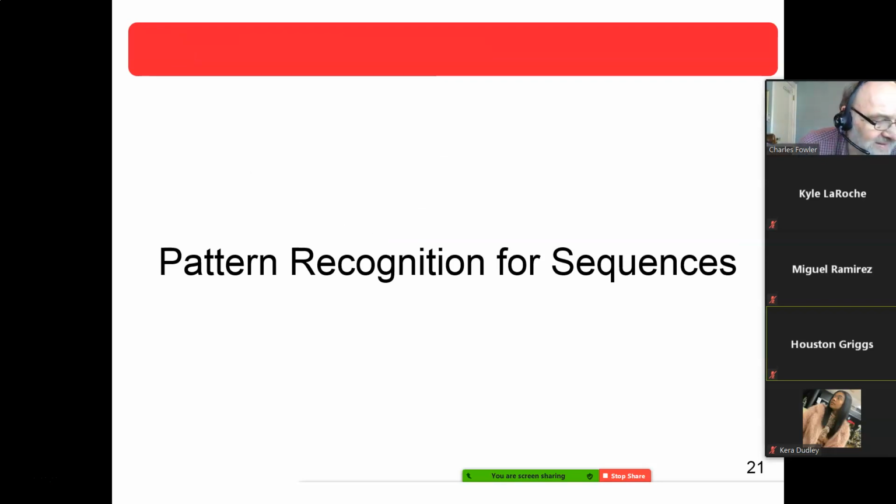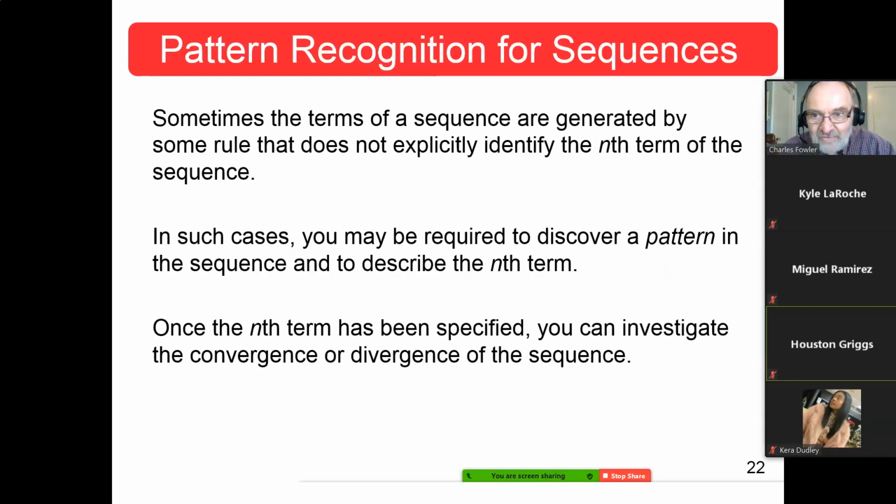The next is pattern recognition for sequences. This is in your book this way too. There is a proof underneath the absolute value theorem. I'll let you look at that. We just don't really have time for the proofs. We got to move. Here's pattern recognition.